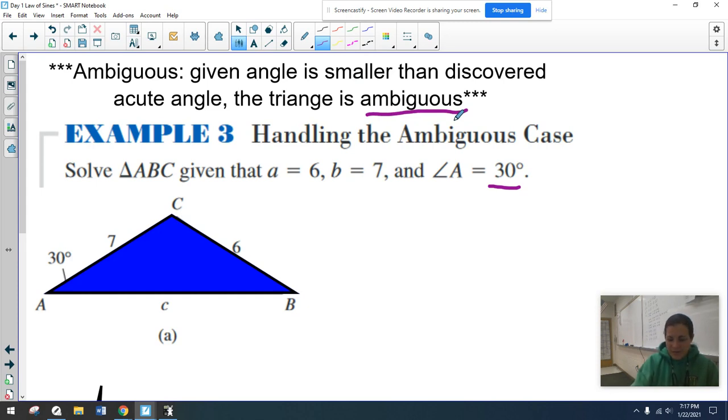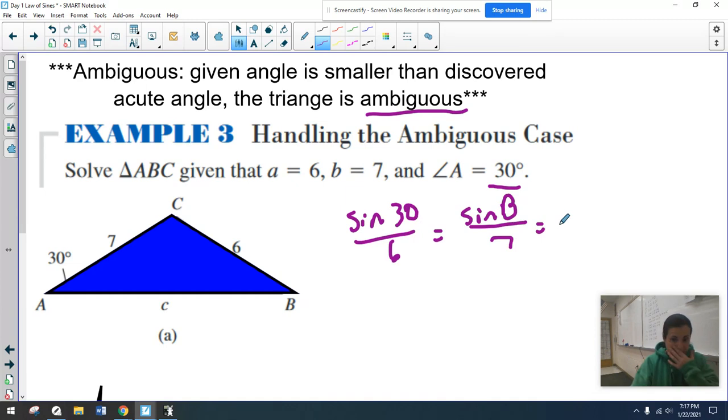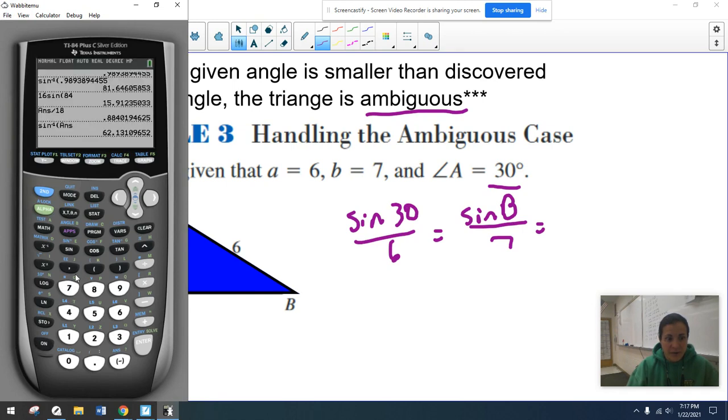So what that means is let's do like we were doing normal. Here's my setup and we start solving. So I've got sine of 30 over 6, and then I've got sine of B over 7. And then the other ones, we don't know. So if I solve, I'm just going to do it in the calculator. I'm going to times 7 times the sine of 30, and then I'm going to divide it by 6.